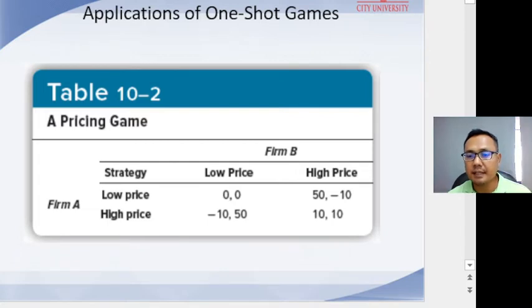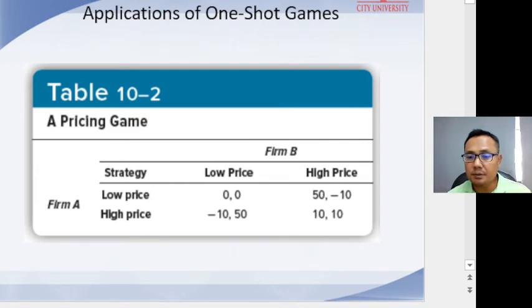If firm B charges a high price, firm A's best choice is to charge a low price, since 50 units of profit are better than 10 units. So it will earn more than if A charges the high price. Similarly, if firm B charges the low price, firm A's best choice is to charge the low price, since 0 units of profit are preferred to 10 units of losses. That is what would result if A charged the high price.